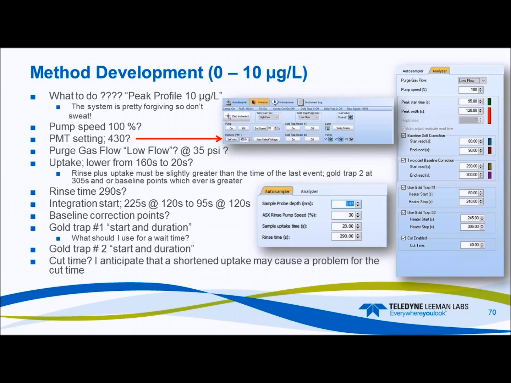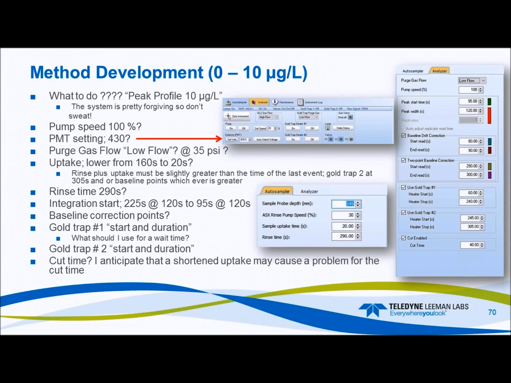So if we change the PMT setting, that will reduce the sensitivity of the system. Purge gas, low flow at 35 psi. Is that going to work? I don't know. Uptake, I know 160 seconds is going to be a lot of mercury onto the gold, so let's reduce it.